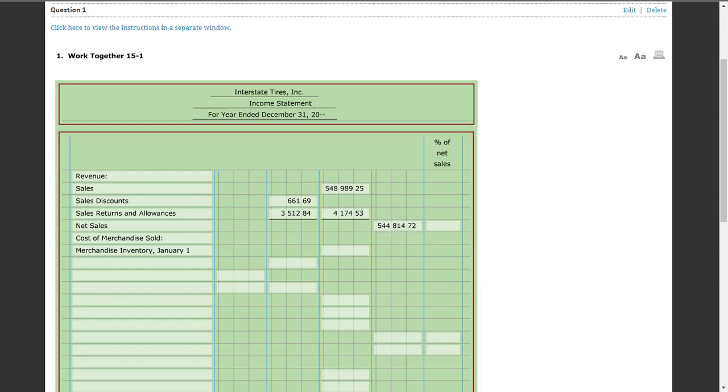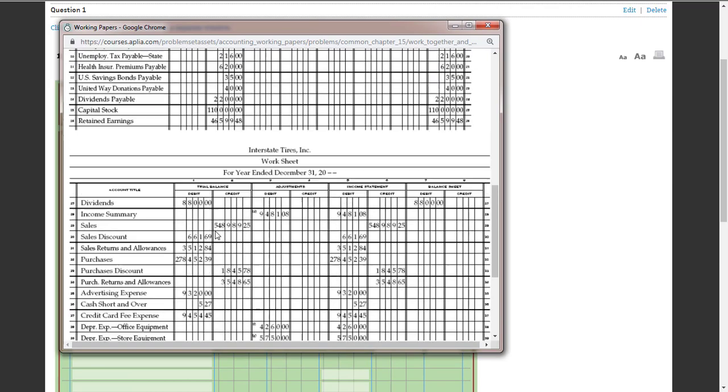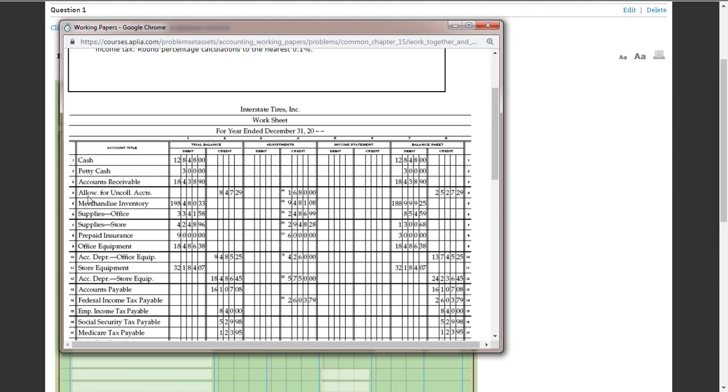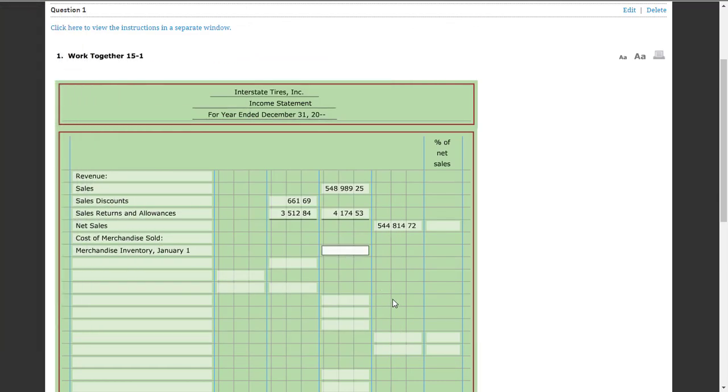Okay? My merchandise inventory on January 1st is, when I look at the account merchandise inventory, I get the amount from my trial balance. Half of you are going to get this wrong on the test. Okay? Merchandise inventory, trial balance, that is your January 1st number. So I'm going to take that 198, put that in the third column. So 198,480.33, that's going to go in column number 3. Now, that's what I started with.